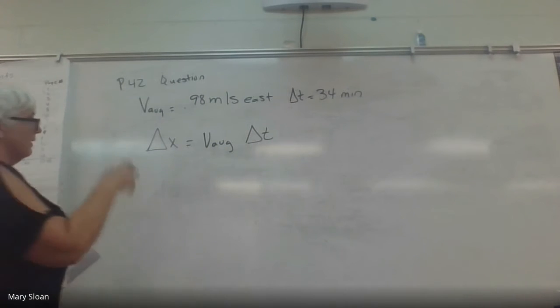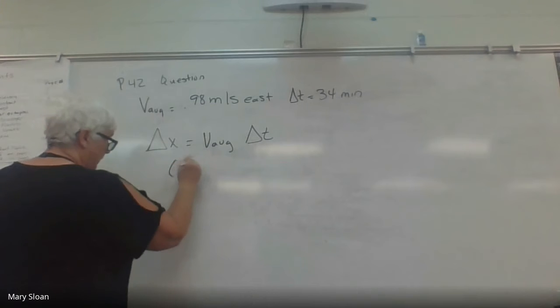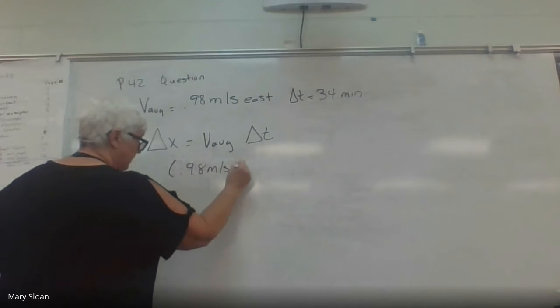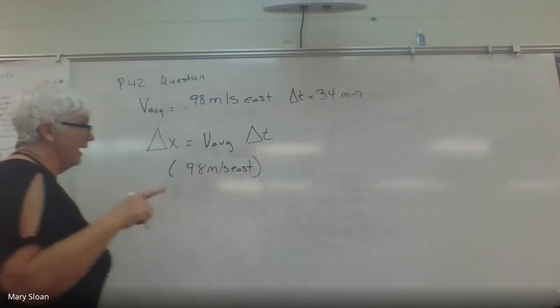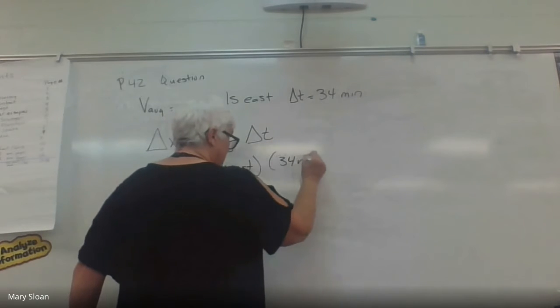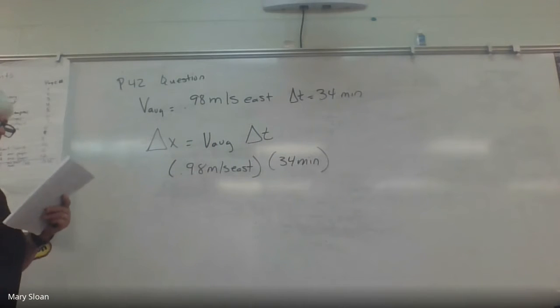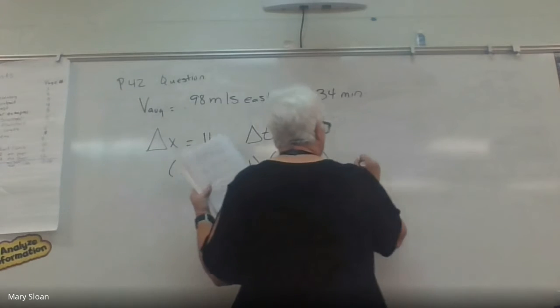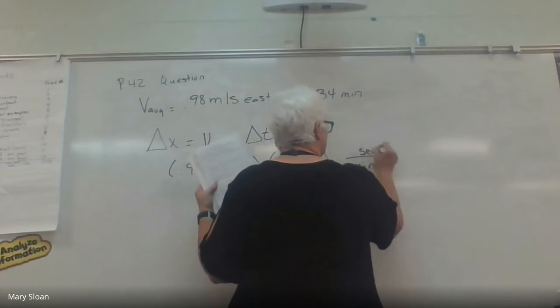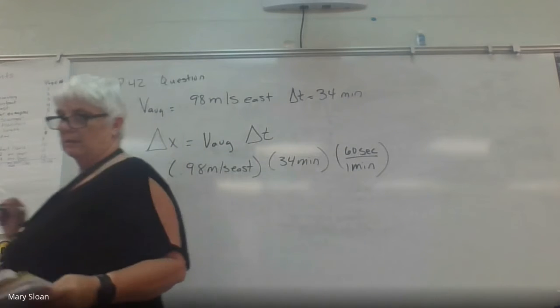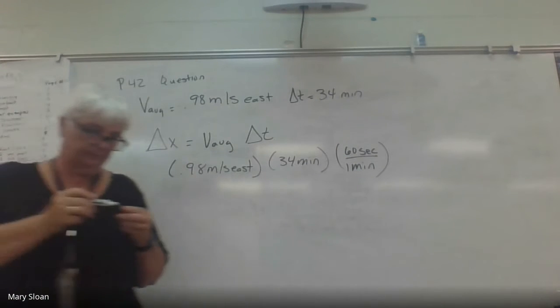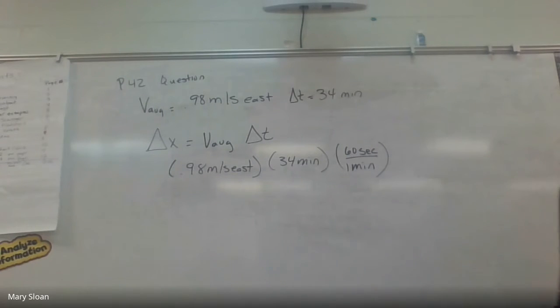So now what I'm going to do is I'm kind of going to plug and chug. So that's 0.98 meters per second east, multiply that by 34 minutes. But I am not done yet because I have to have it in seconds. Okay? So based on that, minutes is on the bottom, seconds are on the top. There's 60 seconds in a minute. Grab your calculator and see if you can do this, please.